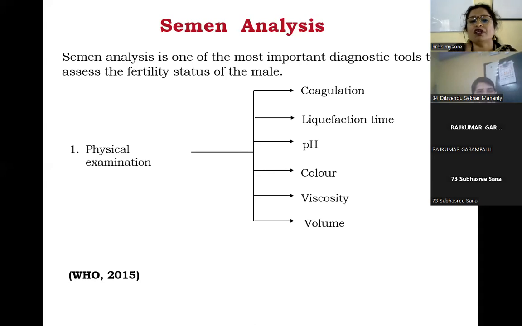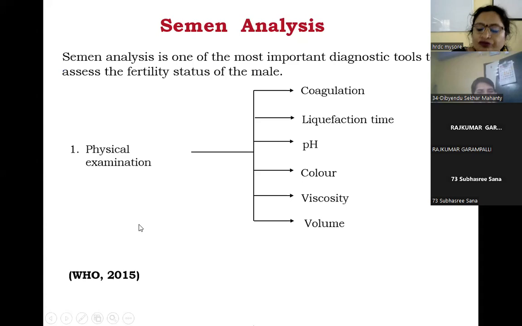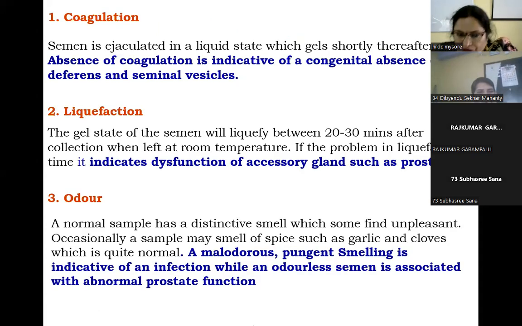So in physical examination, when we observe the semen, that is by observing the coagulation, liquefaction time, pH, color, viscosity, and volume, we could make out what exactly the problem is. For example, coagulation. So semen, when it comes out after ejaculation, initially it will be in a liquid state. Semen is in a liquid state after ejaculation, but it gels shortly thereafter. After some time, it becomes like a gel.